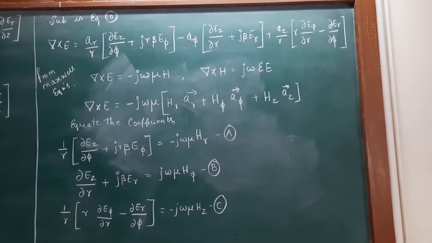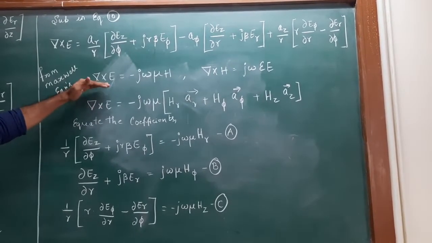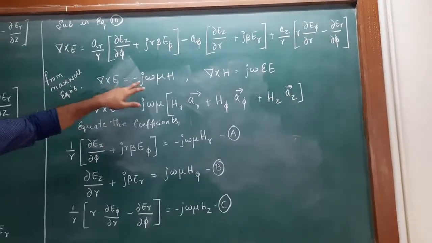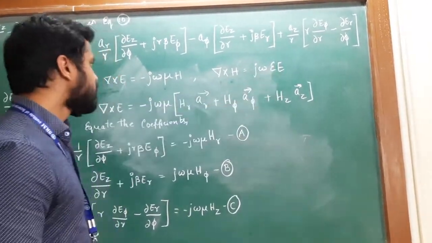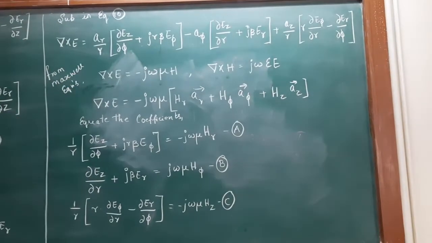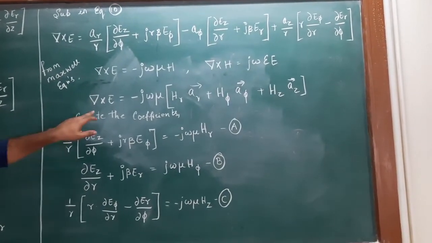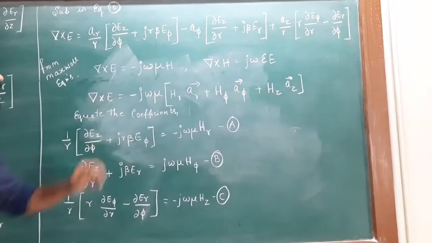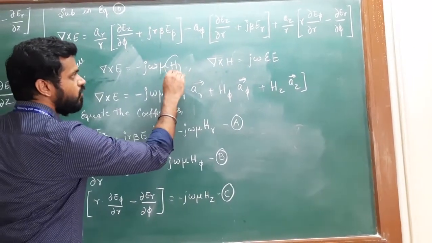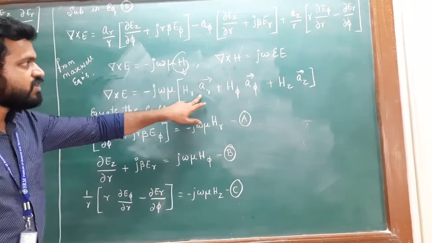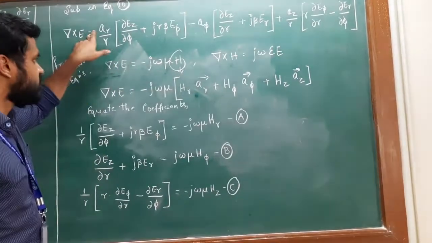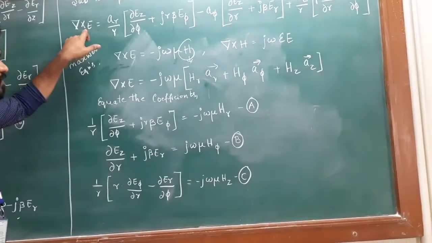So now from Maxwell's equations we know that del cross E is given by minus j omega mu H, and del cross H is j omega epsilon E. So we can take this equation: del cross E is equal to minus j omega mu H, where H is expanded with your coordinates of R, phi and Z. So now we will equate all the coefficients of your del cross E.